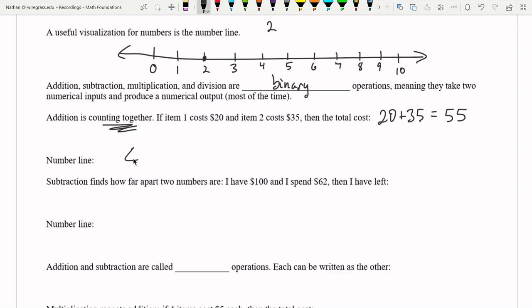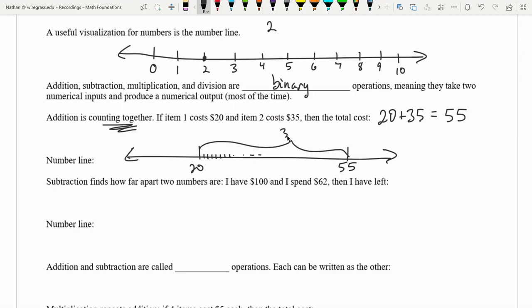So on the number line, it looks like the number 20. And then we're going to count, 1, 2, 3, 4, 5, 6, 7, 8, all the way on up. And then there's going to be 35 spaces between them. So 20 and 35 more gets you up to 55. That's the idea on the number line, how you can visualize it.